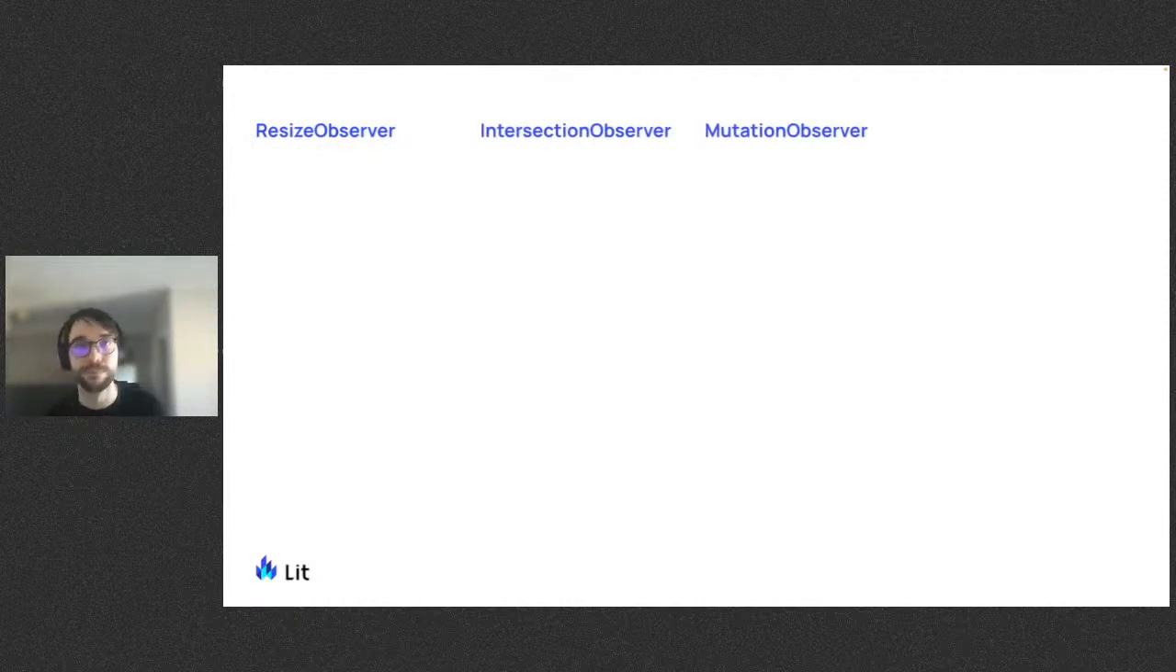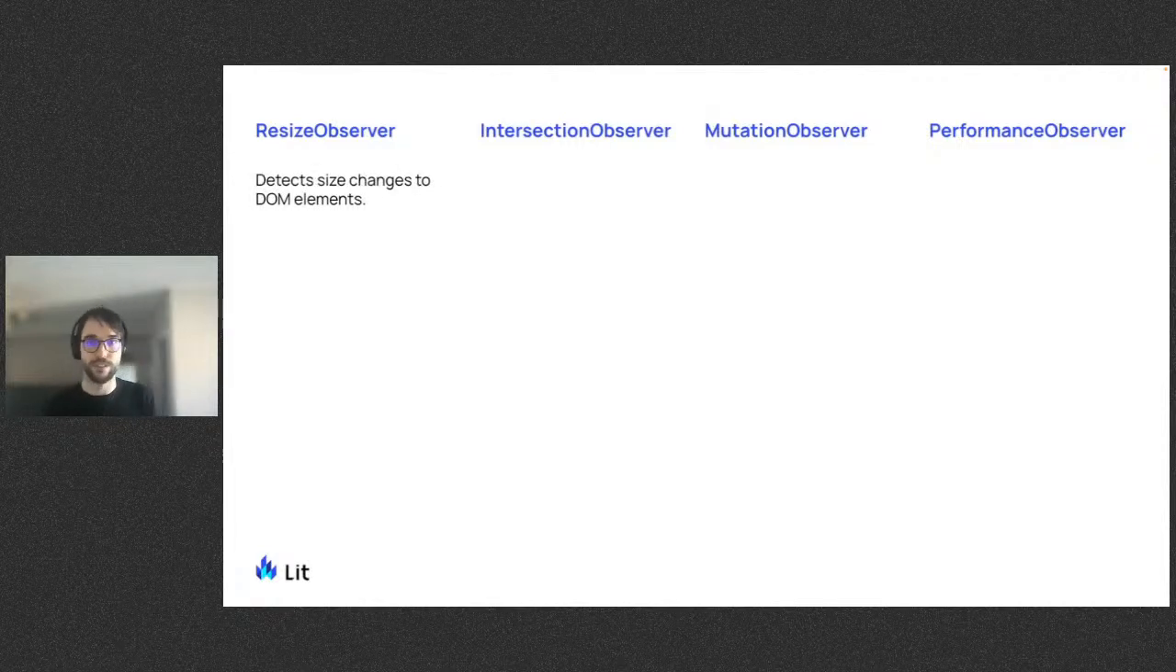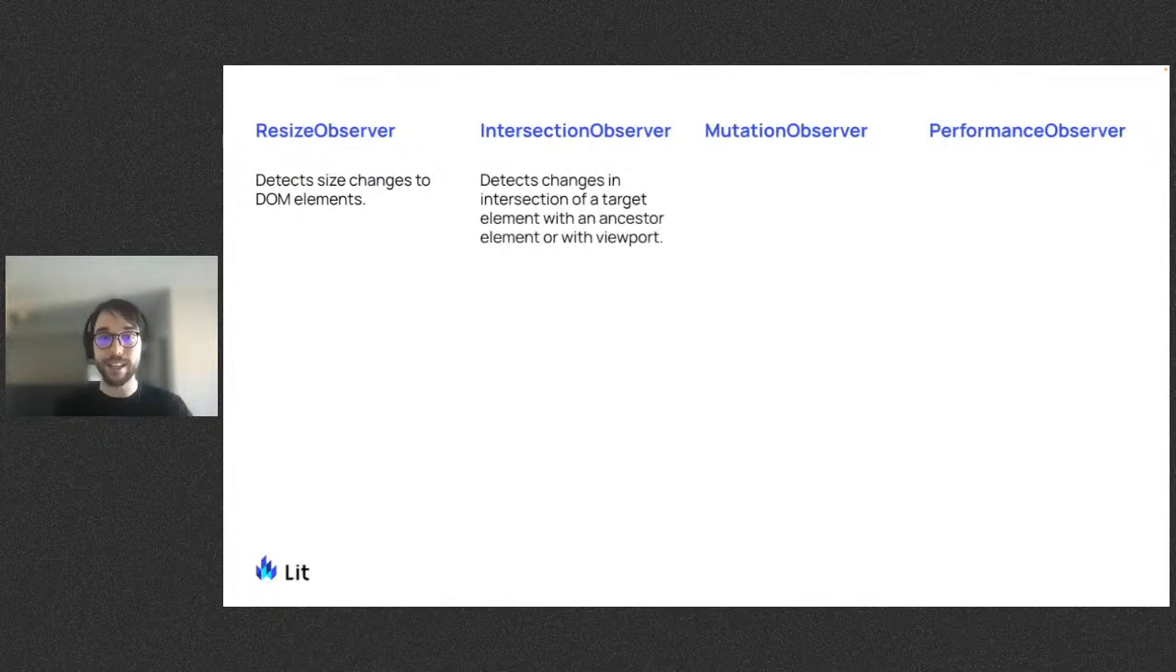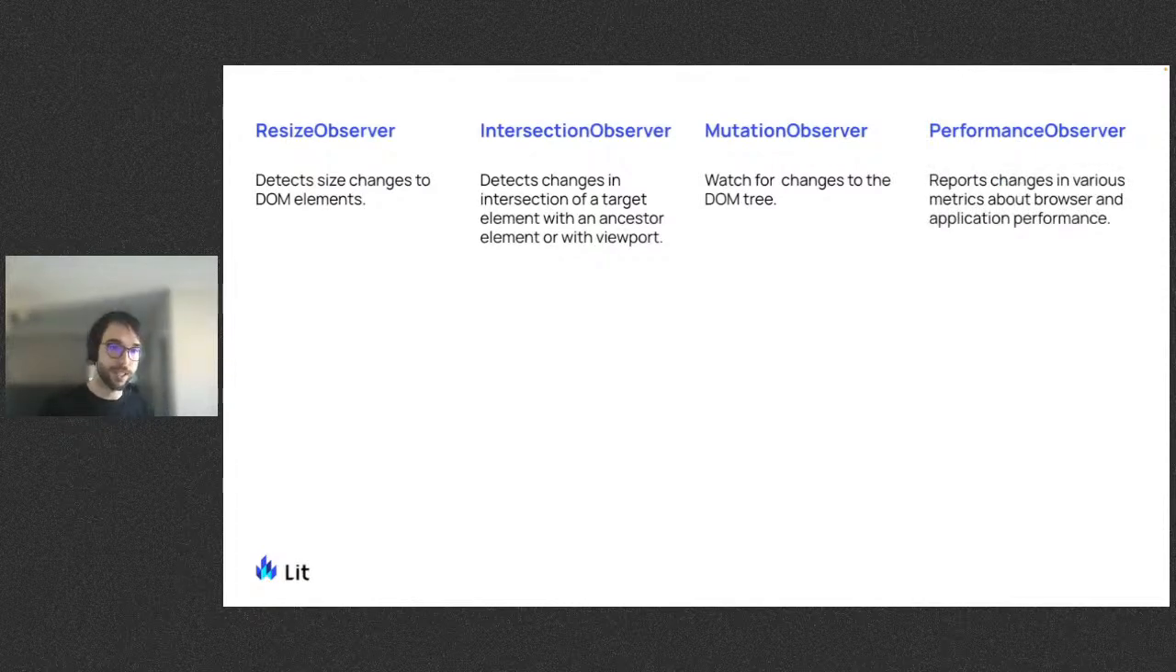It's a tiny package that provides reactive controllers for four browser observers: the resize observer, the intersection observer, the mutation observer, and the performance observer. Each of these observers accepts some kind of callback function and will call the callback when some kind of change is observed. The resize observer can be used to report changes when a DOM element's content or border box size changes. The intersection observer reports when an element comes in and out of view. The mutation observer watches for changes made to the DOM tree. And finally, the performance observer reports changes in various metrics about browser and application performance.